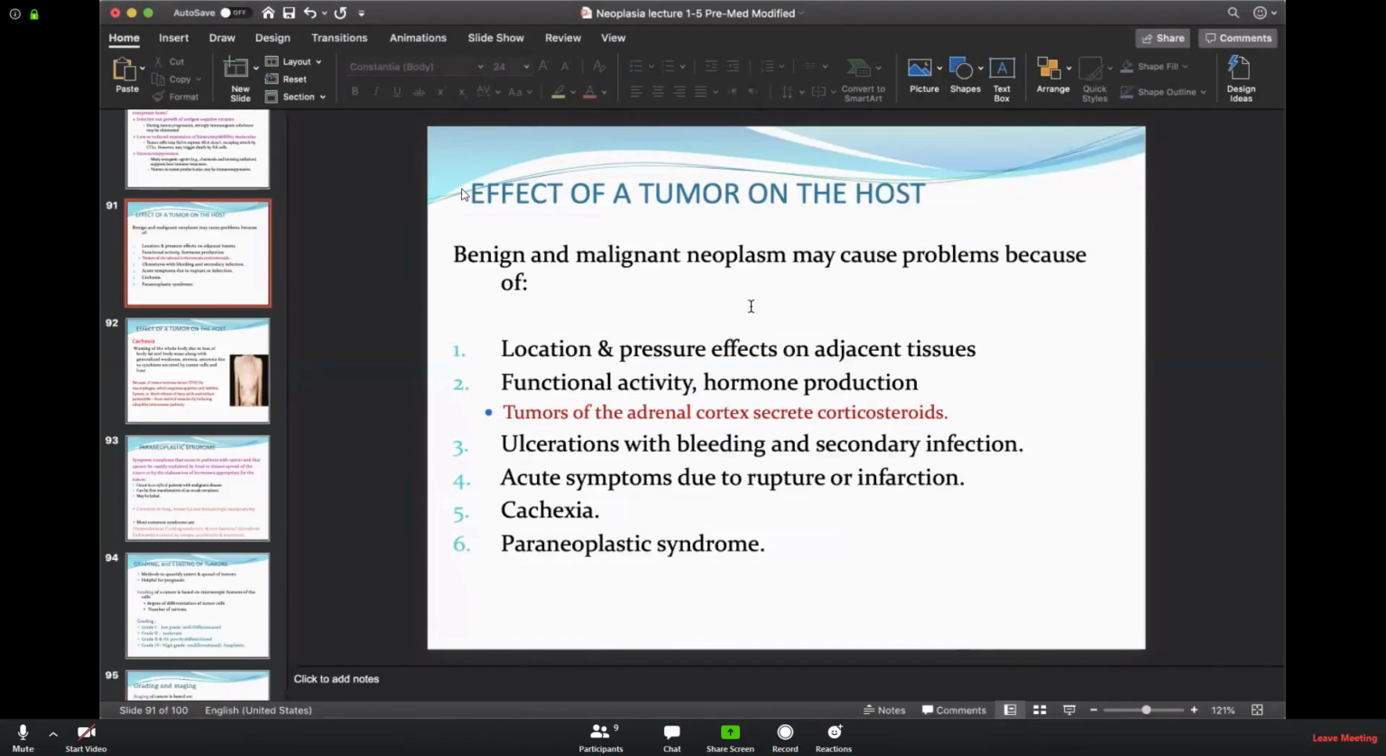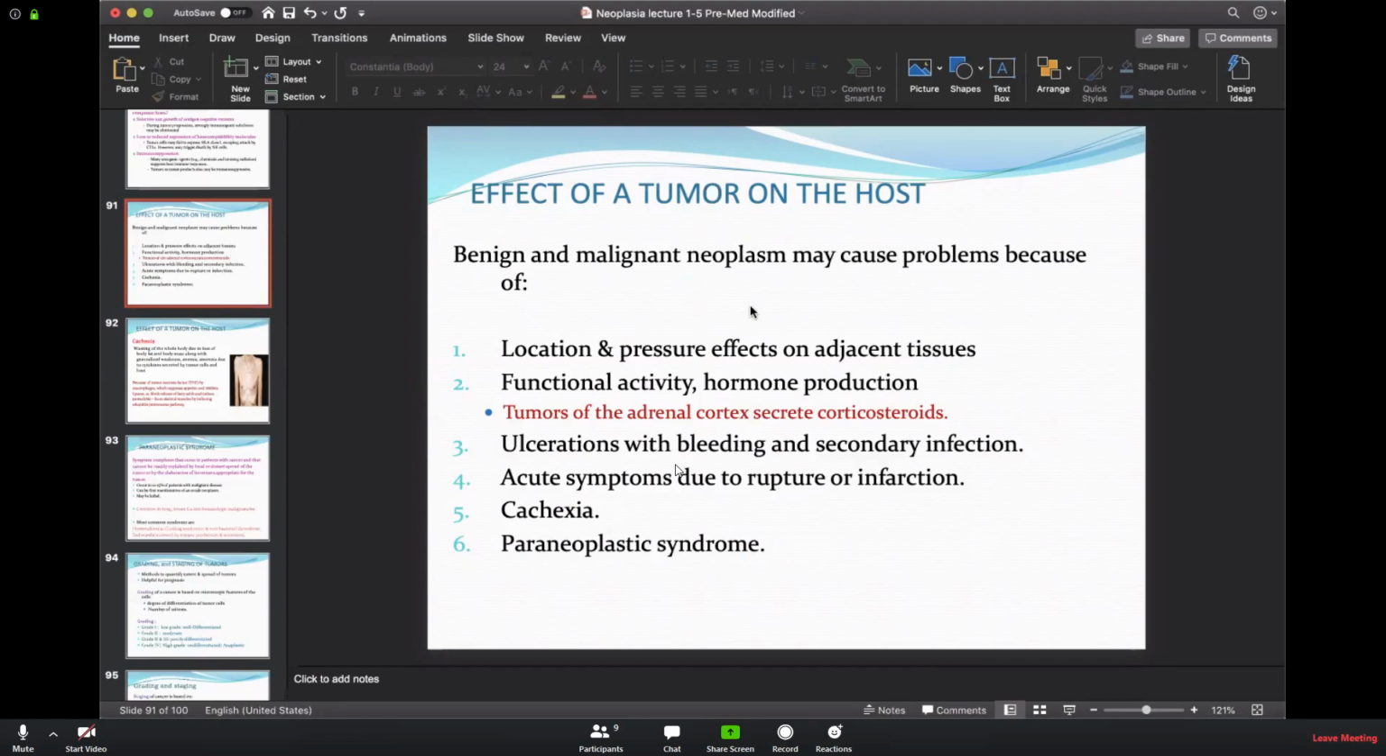Functional activity, hormone production, also ulceration with bleeding and secondary infection. Undergo torsion. Torsion means that it rotates in a circular motion around its blood supply. So what can happen is that due to the mass effect of the tumor, the organ will rotate and the blood supply will be compromised. And so what will happen when you have compromise of the blood supply? You will have infarction. Okay.